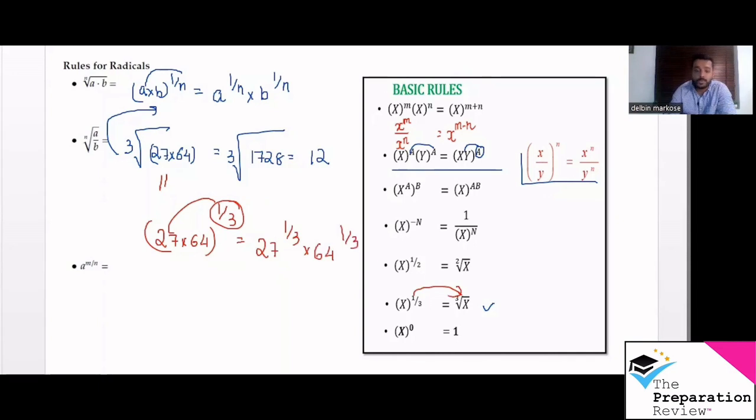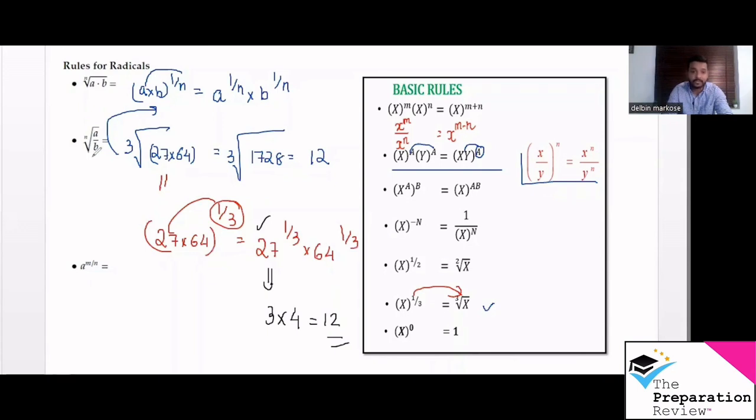So cube root of 27, a number we are multiplying 3 times, we have to get 27. That number is 3. 3 times 3 times 3, you will get 27. So cube root of 27 will be 3, times 64 raised to 1 over 3. So cube root of 64, that will be 4. 4 cube is 64. So 3 times 4, we are getting the same answer as 12.